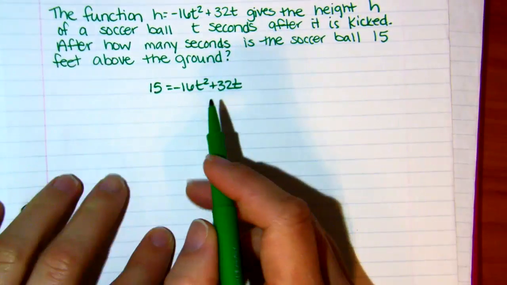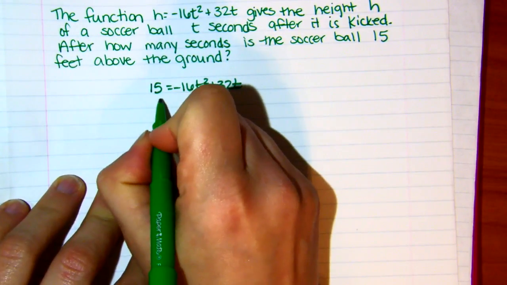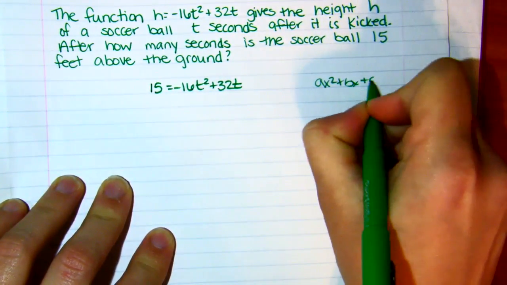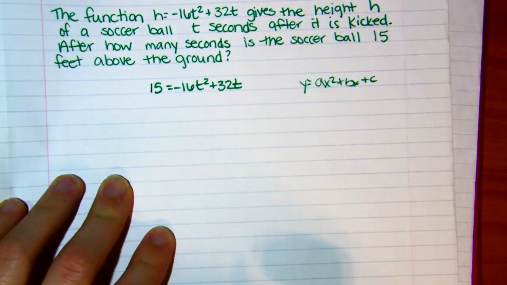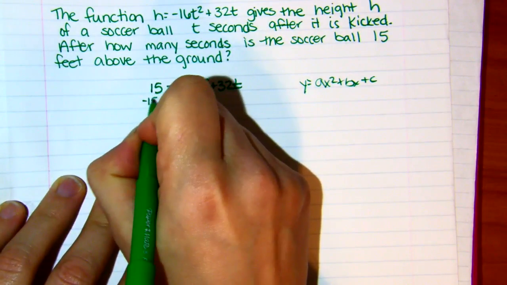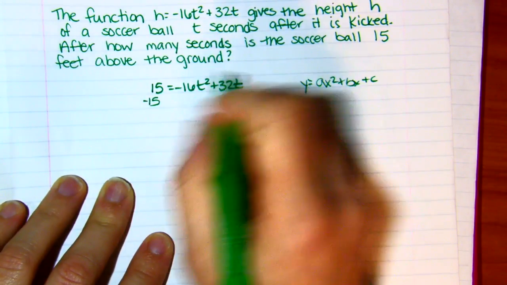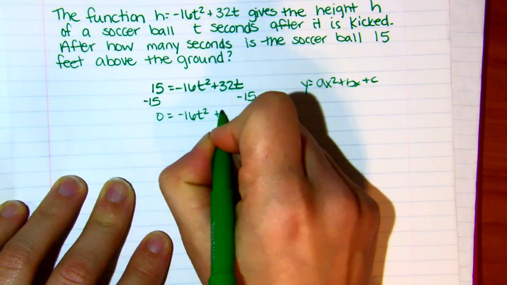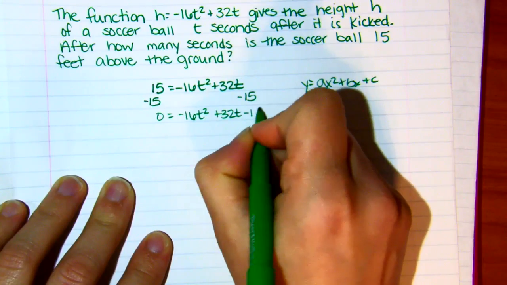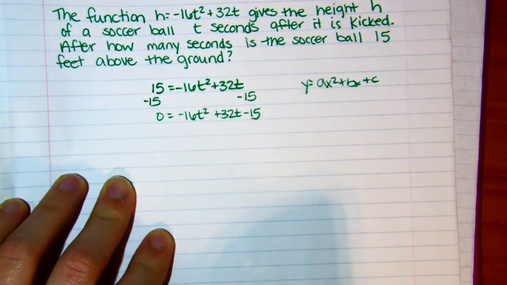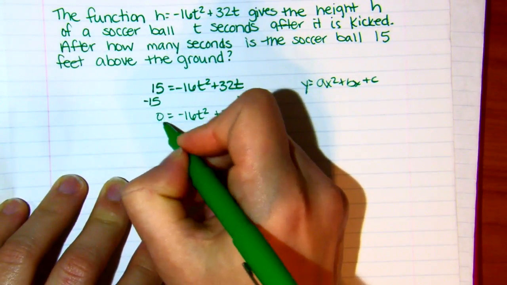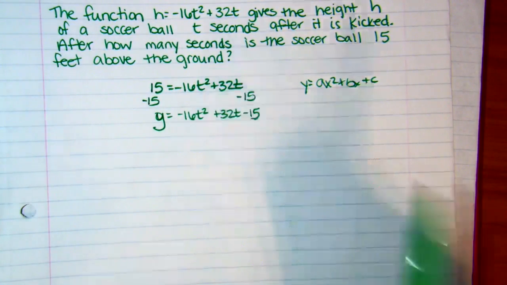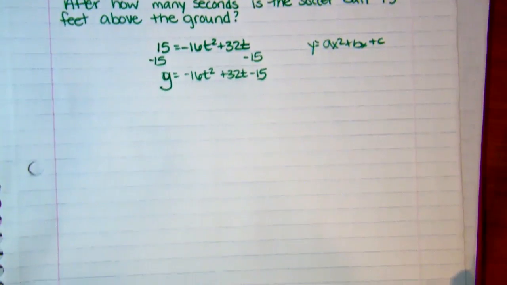Before I put this in my calculator, I am going to set this up in our ax squared plus bx plus c form so I can put it into my calculator. To do that, I'm going to subtract 15 from each side. So I'll get 0 equals -16t squared plus 32t minus 15. And since I'm graphing this, I'm going to be looking at the graph y equals -16t squared plus 32t minus 15.